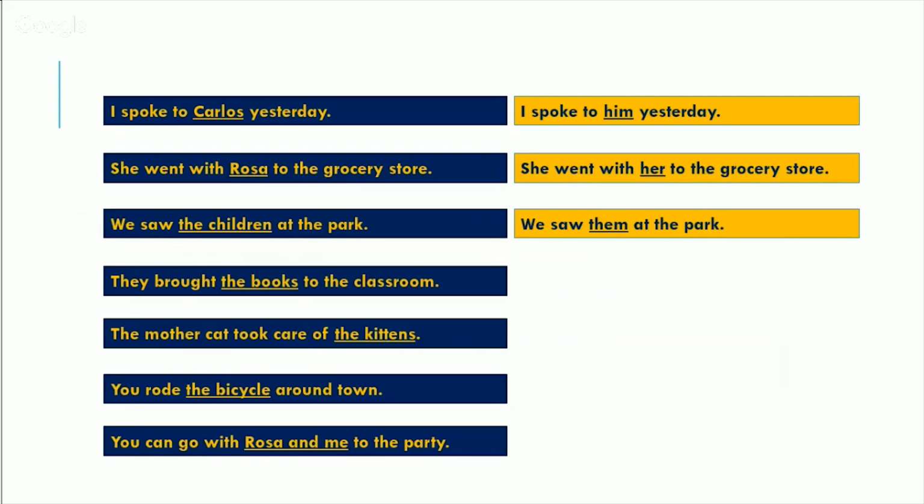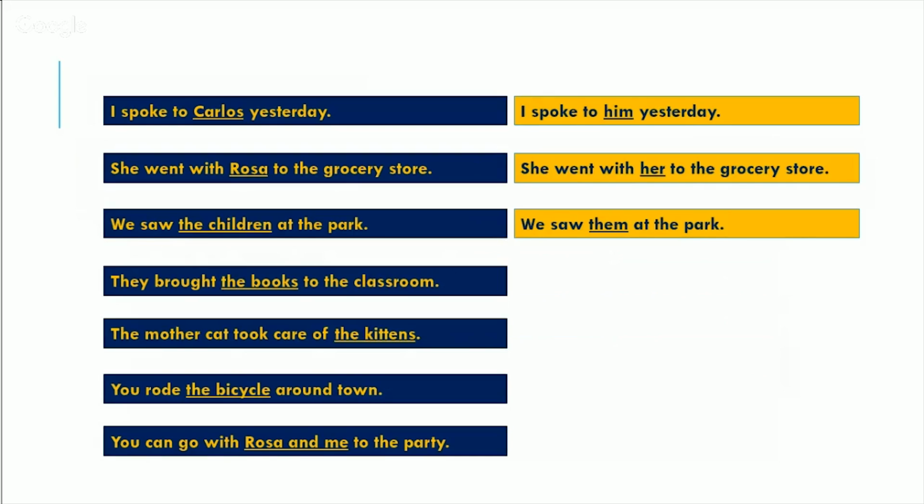Let's move on to number 4. They brought the books to the classroom. Let me get an answer for that. I'm going to wait to see people give me an answer for that one. So I'm waiting for an answer for that one. We have an answer from Mariana that says, we saw them at the park. Mariana, do not forget, capital W. We, capital W, everything else, perfect.